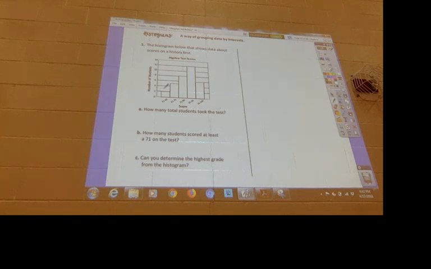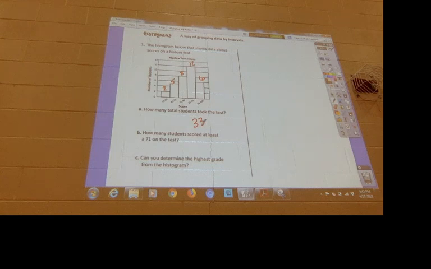Well, how many's on this bar? Two. This one is five. This one's 8. This one, 12. This one, 6. So how many total took the test? You add them all up. 33.